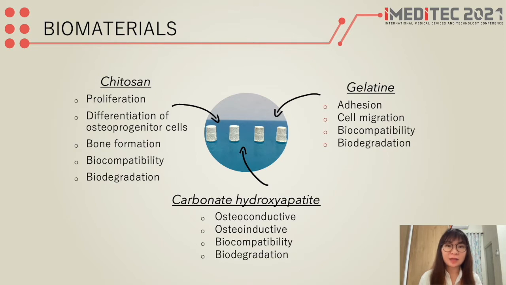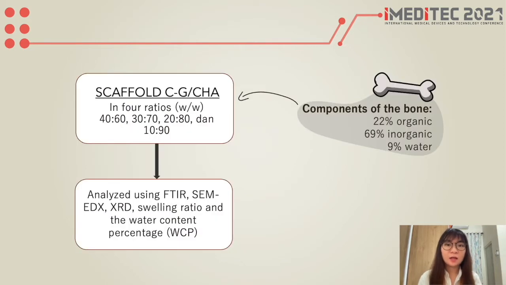Carbonate hydroxyapatite is utilized because its composition are similar to bone apatite. Carbonate hydroxyapatite has osteoconductive and osteoinductive properties, and it can stimulate osteogenesis with minimal immunological reaction. The composite scaffold was synthesized in 4 ratio, 40-60, 30-70, 20-80, and 10-90. These ratios are considered to be in accordance with the composition of the organic and inorganic component of the bone with variation in arithmetic. The difference in scaffold component composition will affect the scaffold characteristic.